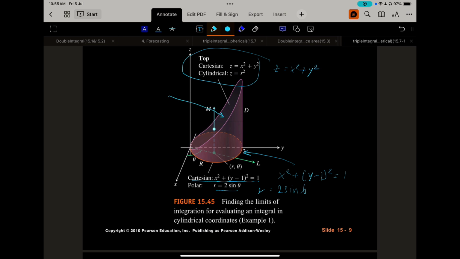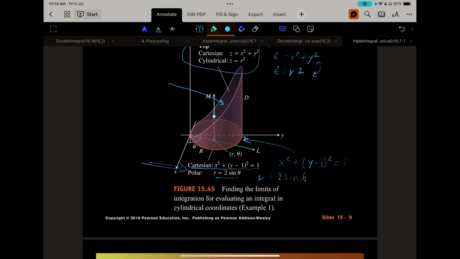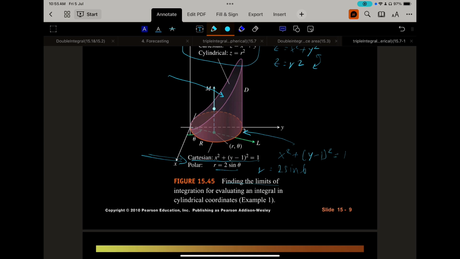Okay, this is a paraboloid, and then we're also going to have z equals r squared, and that's in cylindrical. We're going to just equate these, and that's our upper surface, and that's, we can say, our constraint in Cartesian and polar. So it's just finding the limits of integration for evaluating the integral in cylindrical coordinates.